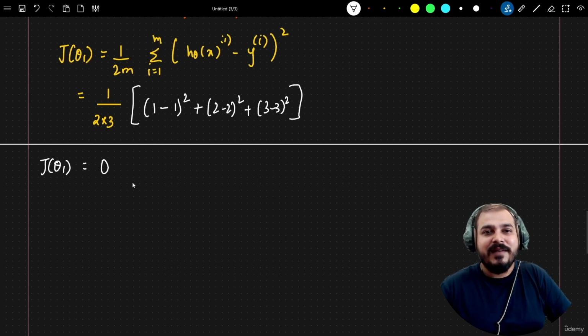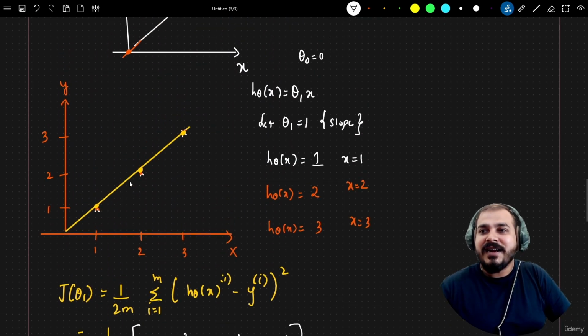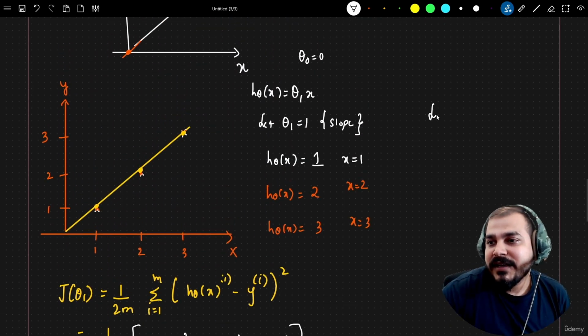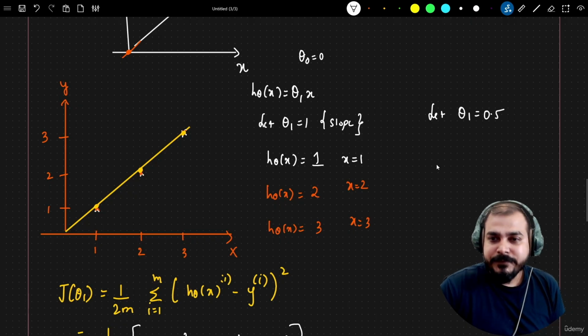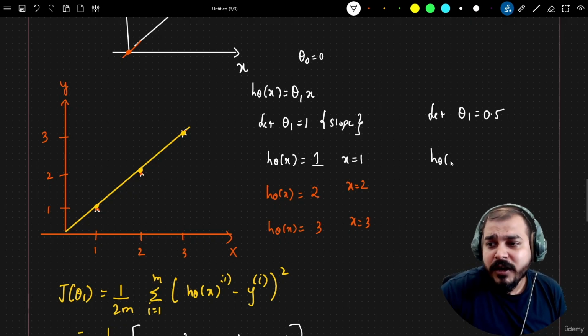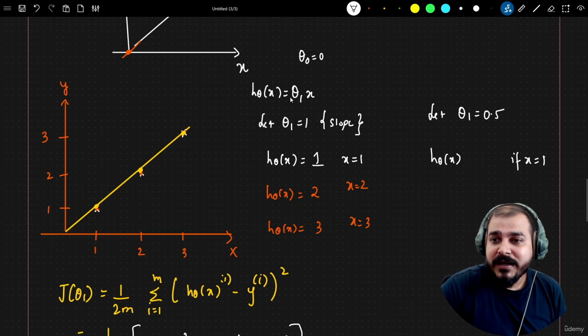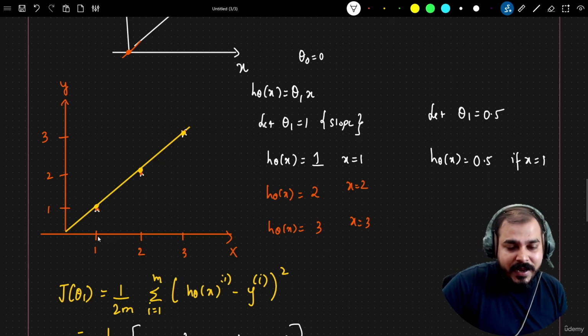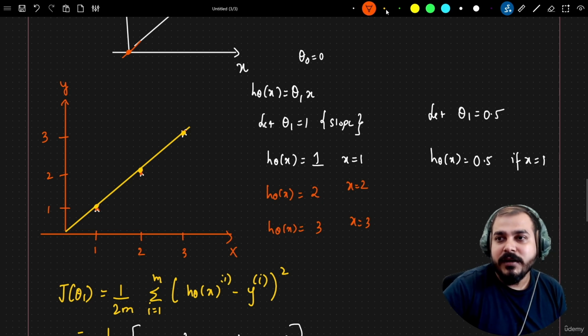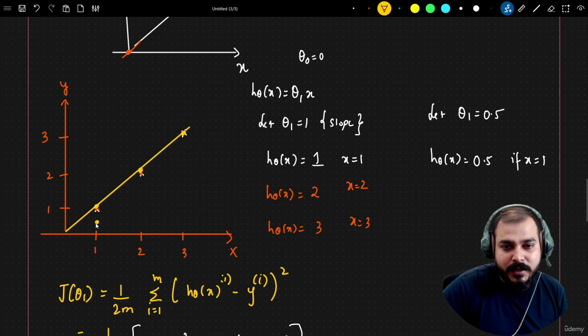Let's say that our theta 1 value is now 0.5. If it is 0.5, then what will be h theta of x when x is equal to 1? It will be nothing but theta 1, which is 0.5, multiplied by 1, right? So this is going to be 0.5. So when x is 1, my h theta of x will be 0.5. Let me denote this particular point over here.